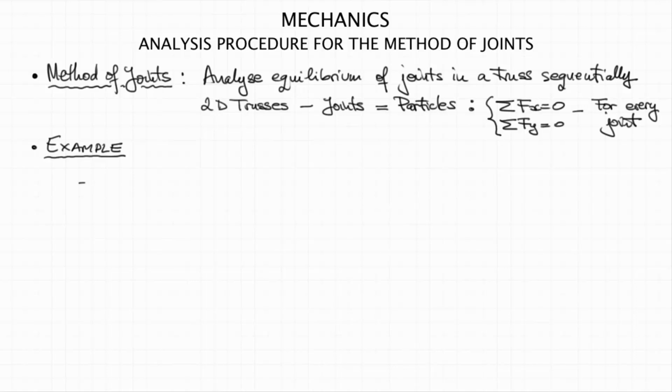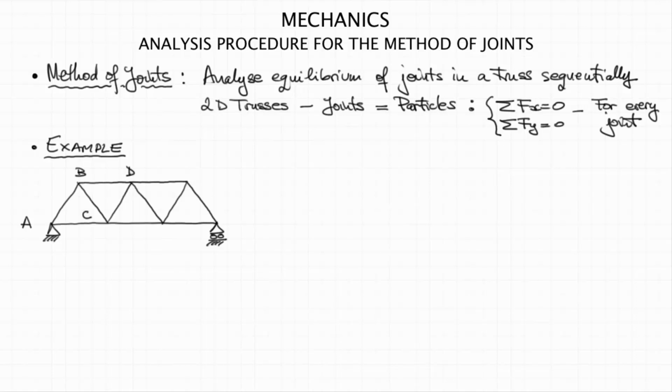So I'm going to start with a Warren truss, a simple Warren truss, like so. And the internal members are also sloped, diagonal members. So this is our truss that we will analyze using the method of joints, simply supported by a pin at A and by a roller at G.